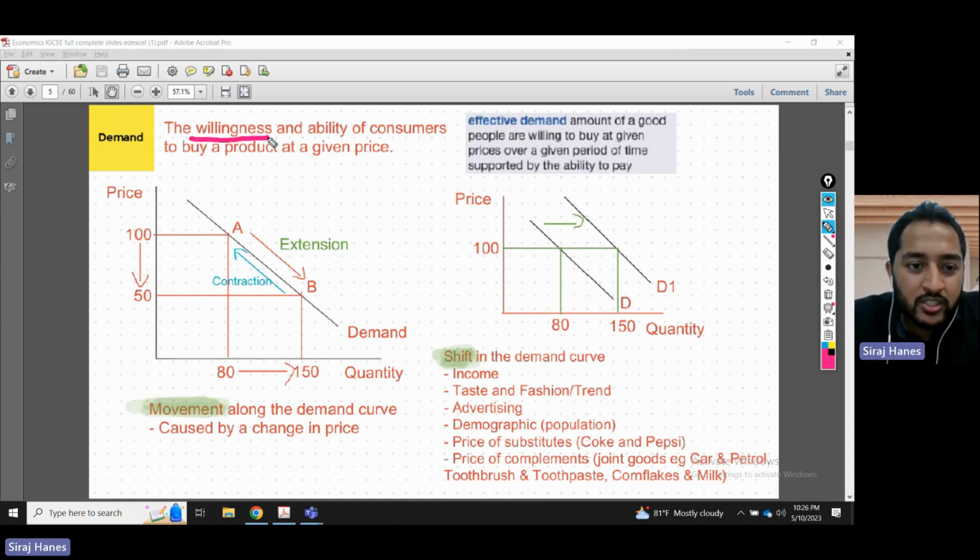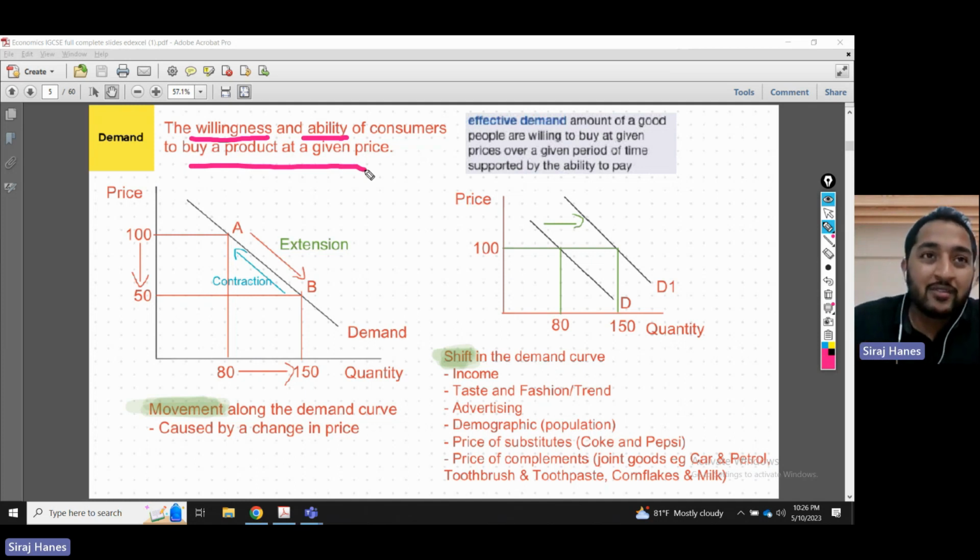It's a willingness, two words here, willingness and ability. You need to have the will and the ability to buy a product at a given price, because a lot of us have a willingness to say, oh, I want a Harley Davidson, I want a PlayStation 5. All right, I want it, but do I have the money to buy it? If you don't have the money to buy it, that's not demand. Demand is a willingness and the ability of consumers to buy a product at a given price.